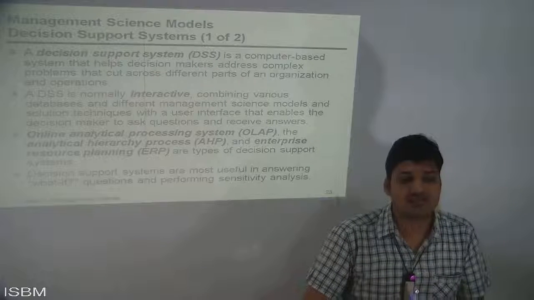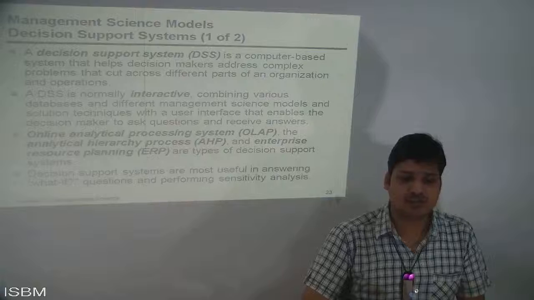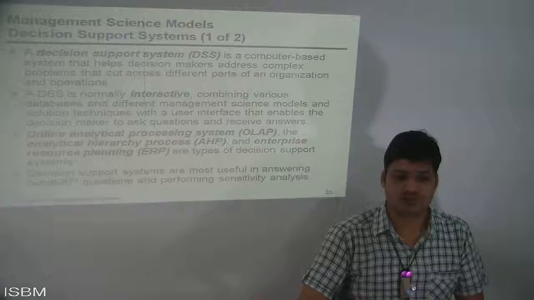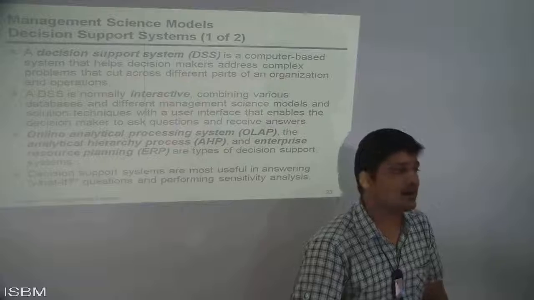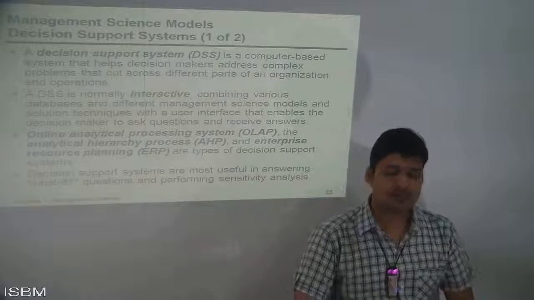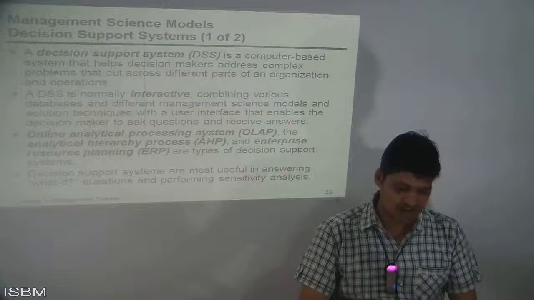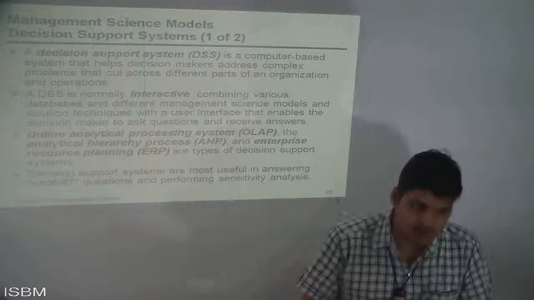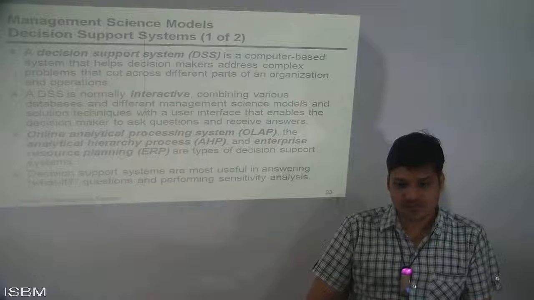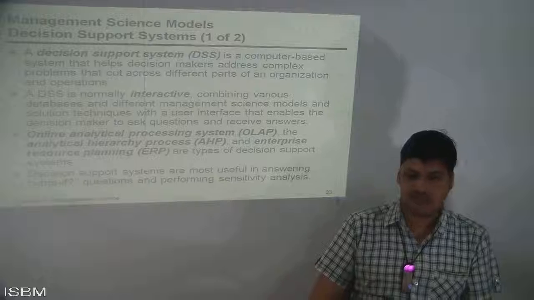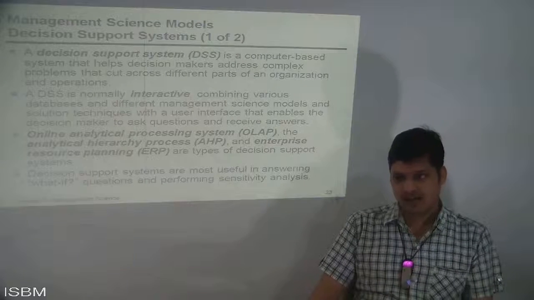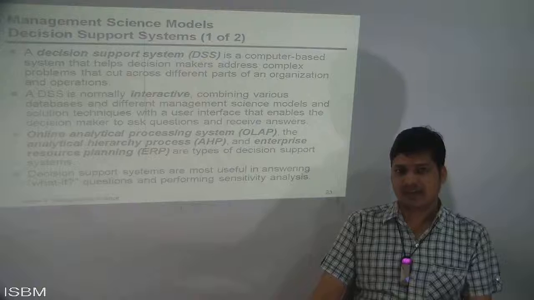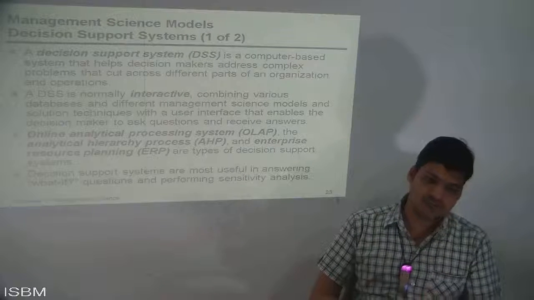We have learned decision theory. This is something related to decision theory also. A decision support system is a computer-based system that helps decision makers address complex problems that cut across different parts of an organization and operation. Basically, there are different software now in the market. So when you are thinking of any problem, any issue, software has been made to, I can say, minimize your headaches. In simple words, minimize your headaches, and they will solve the problems very easily using some mathematical terms. We can give you the example of Excel. Excel can do a lot of things. You can do it mathematically, you can make a graph and all. So this is a kind of decision support system.